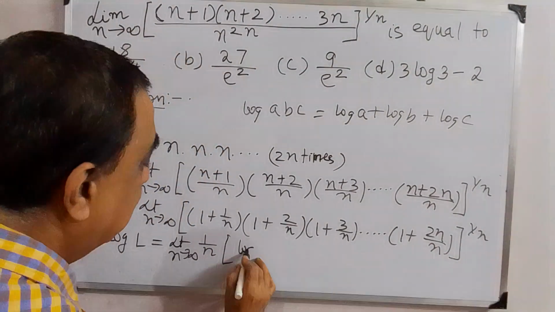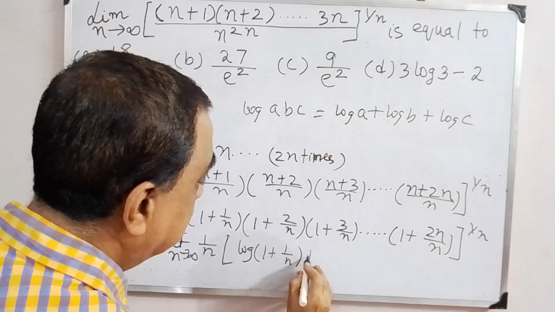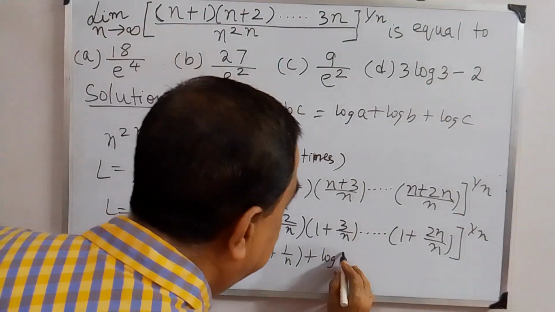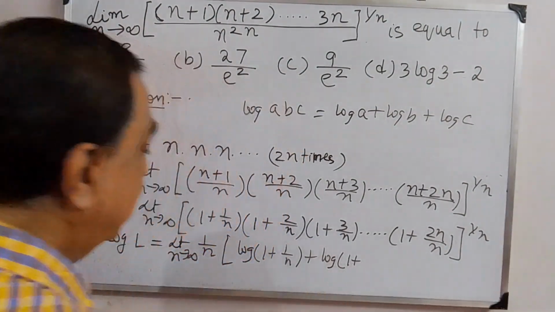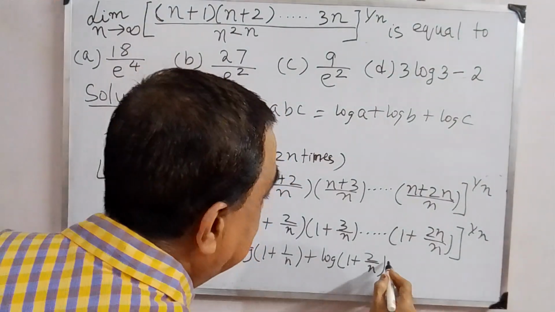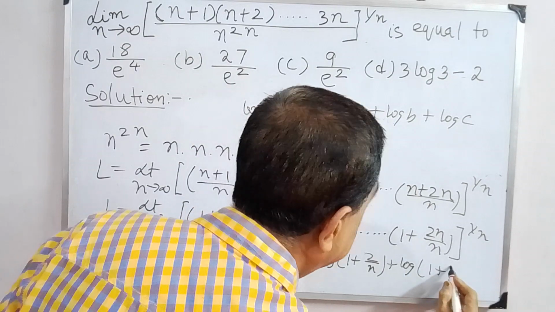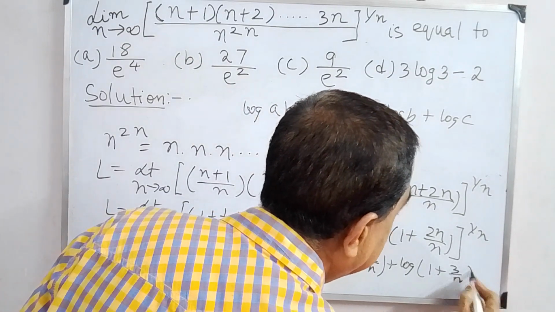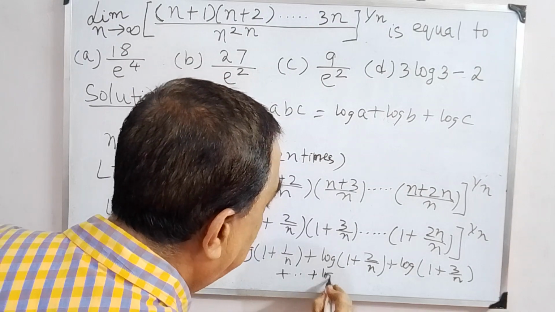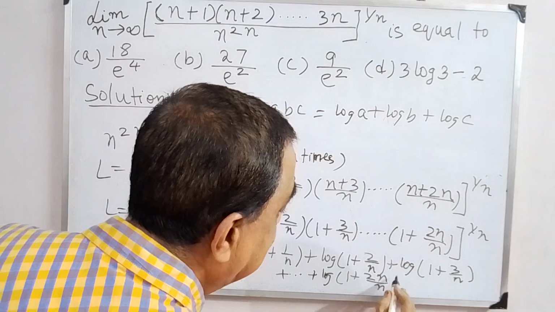So this will be log of (1 plus 1 by n), plus log of (1 plus 2 by n), plus log of (1 plus 3 by n), and so on up to log of (1 plus 2n by n).